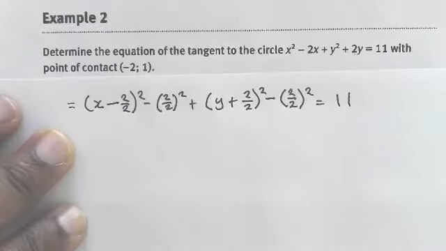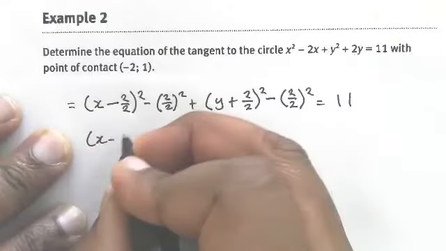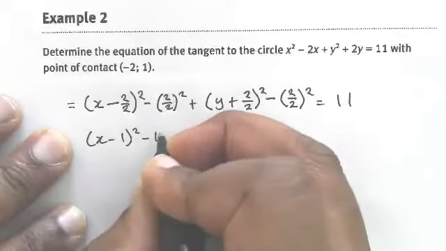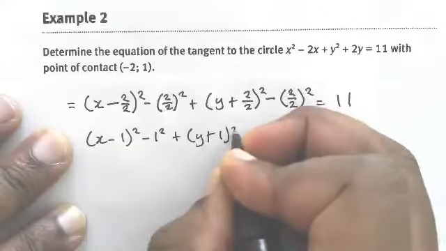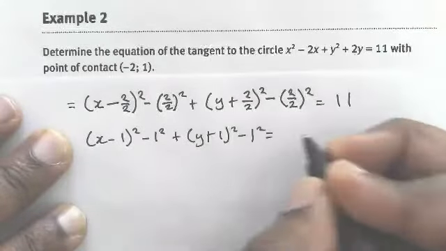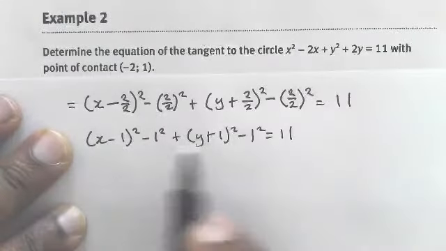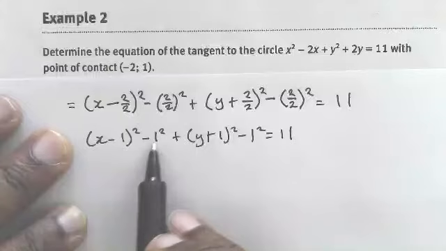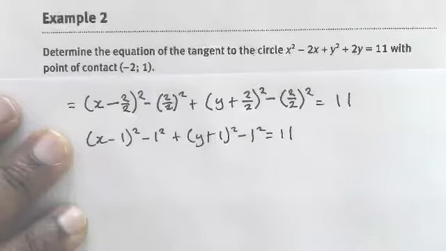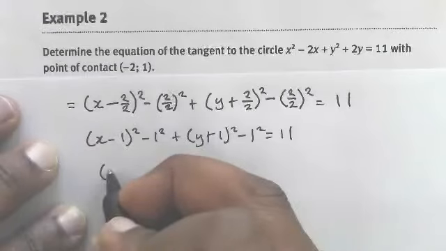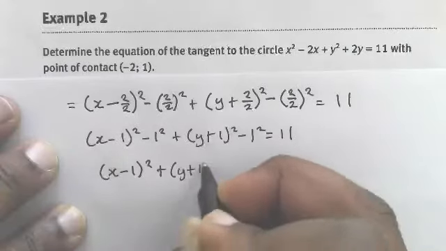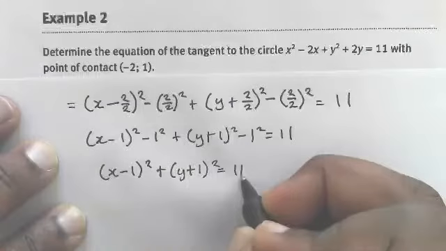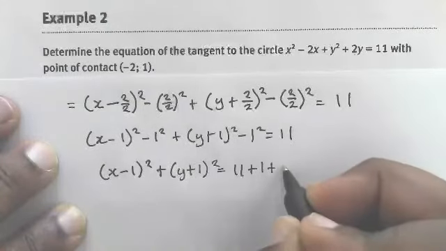So now we have to simplify this. So this becomes x minus 2 divided by 2, that's 1, squared, minus 1 squared, plus y plus 2 over 2, that's 1, squared, minus 1 squared is equal to 11. 1 squared is obviously 1. So why don't we just take this over to the other side already? So (x minus 1) squared plus (y plus 1) squared is equal to 11 plus 1 plus 1.